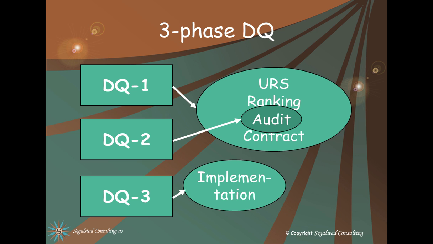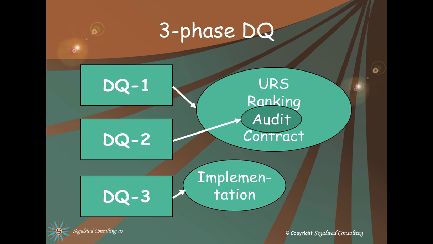Now, I like to make a three-phase DQ, and I think the DQ has several distinctive tasks. So that's why I call them DQ 1, 2, and 3. As you can see, the phases are partly overlapping, but I think they still make sense. The DQ 1 is the user requirement specification, the assessment of the vendor's answers to the requirement specification, and then the contract.